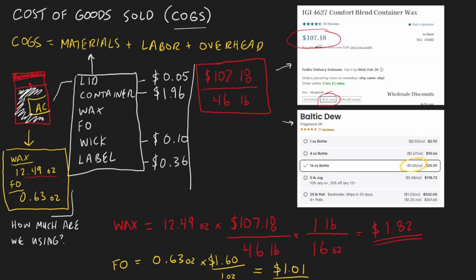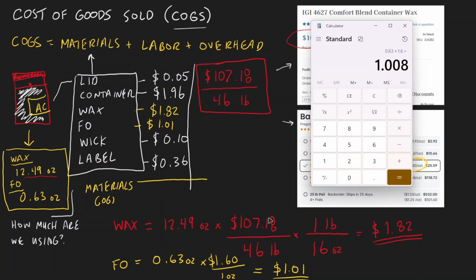$1.01 worth of fragrance oil. So we can now add these numbers in here that we've calculated. We've calculated our wax is going to be $1.82, and our fragrance oil is going to be $1.01. To calculate our materials COGS, we just have to add up everything that went into our candle. This will depend on the nature of your candle, but let's add that up now. I'm not smart enough to do this in my head.